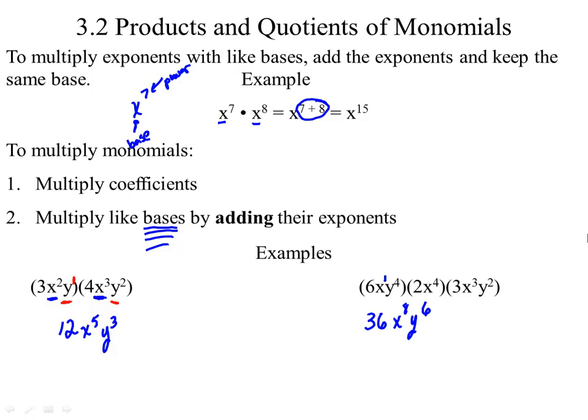What is the degree of this one? 14. To find the degree of a monomial, remember this, you're going to add all of the exponents together. So the degree for this one's 14, the degree for this one's going to be 8. So monomials are a little bit different, so just be careful.